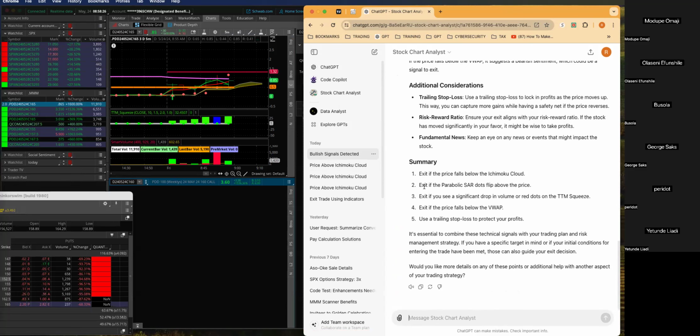So exit if the parabolic SAR flips above the price. In this case, let's say you entered here, parabolic SAR just flipped, then you exit that trade. That's one way. You can also use a trailing stop to exit your trade. Let's say you came in at 0.37 and the price goes up, you just move your stop along with it behind.